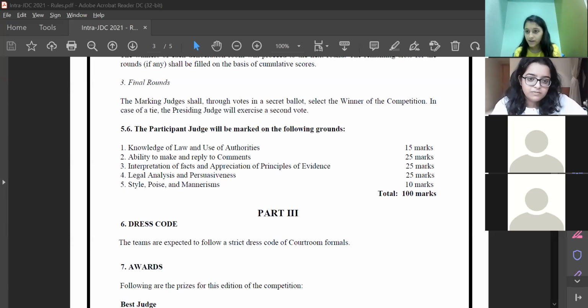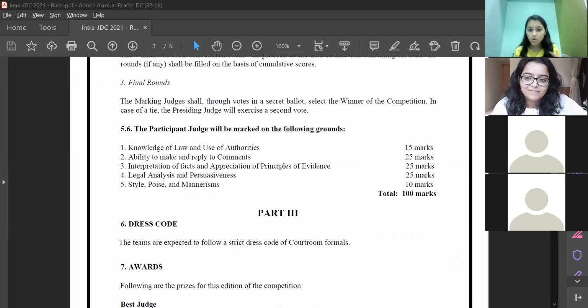So even when you're preparing for the competition, remember to keep these 5 points in mind, because at the end of the day, it is a competition, and even though the judgment you present is of utmost importance, there are also other things you're being marked on, such as style, poise, and mannerisms, and that does not come when you're searching for a judgment. That you need to keep in mind when you're presenting it.